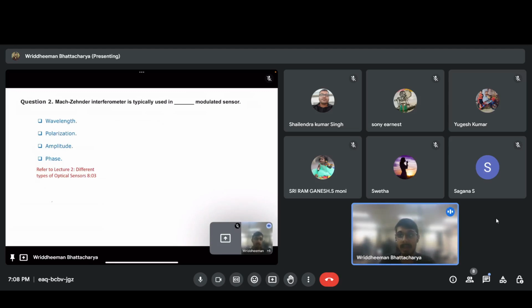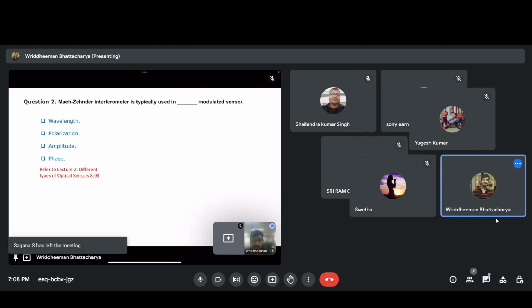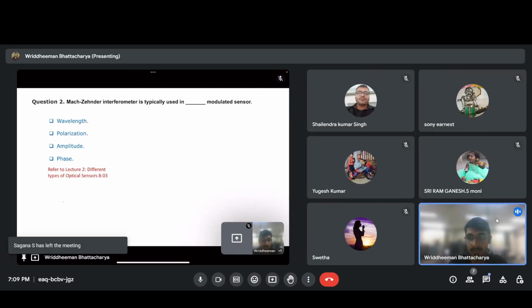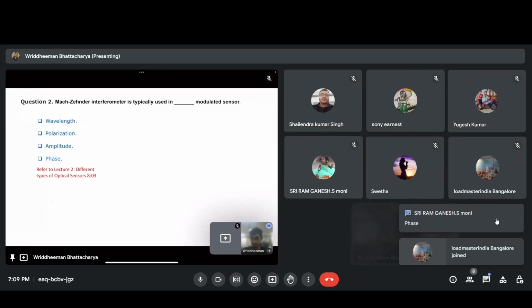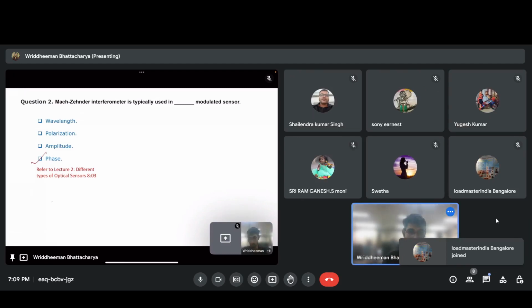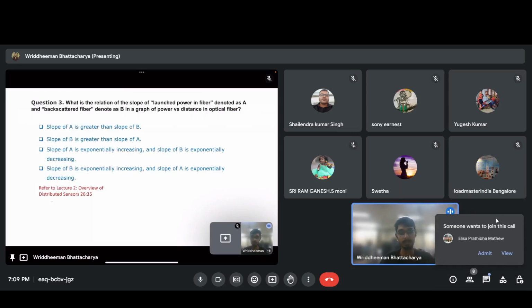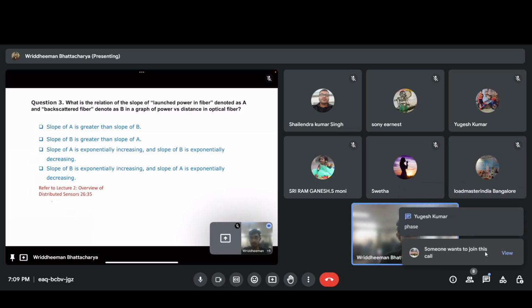The next question is: the Mach-Zehnder interferometer is typically used in what type of modulated sensors? The options are wavelength, polarization, amplitude, and phase. The MZI, which Sir had discussed, operates on which principle: modulating the wavelength, the polarization, the amplitude, or the phase? Yes, phase is the correct one. If any of you have doubts, kindly unmute or ask in the chat box.